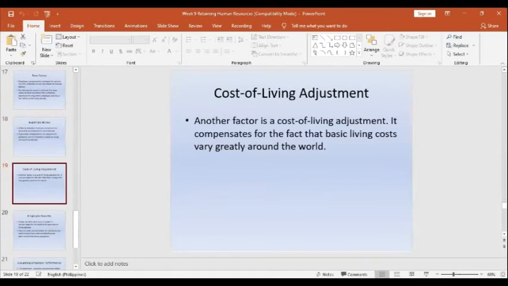And even the cost of living adjustments, this is also a factor to compensate the basic living costs around the world. Even in the Philippines, we have this in our Labor Code, the cost of living allowance. This allowance is given to a regular employee to compensate personal needs like transportation and food, and it can be added to their compensation.